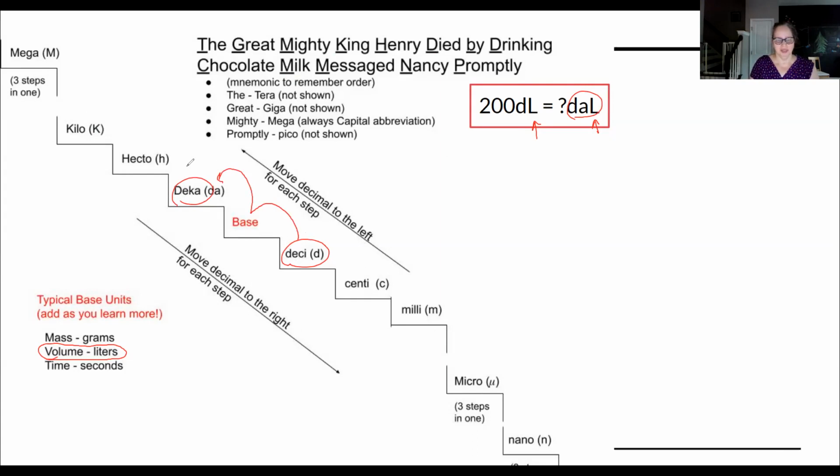How many steps up the ladder? 2 steps up the ladder. So we're going to move the decimal to the left, 2 steps, 200. This is where the decimal is. We didn't see it because it's not significant here, but we still know it's there. 1, 2. So 200 deciliters is 2 decaliters. 1 sig fig is here, so 1 sig fig is there for our answer.